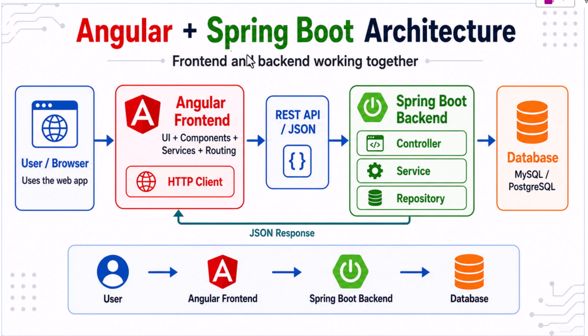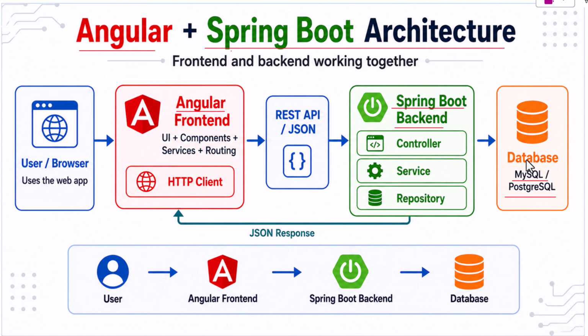Hi everyone, welcome back. In this video, we will understand Angular Spring Boot full stack application architecture in a simple and beginner-friendly way. This is one of the most common architectures used to build modern full stack web applications. Angular is used for the front end. Spring Boot is used for the back end. And a database like MySQL or PostgreSQL is used to store the application data.